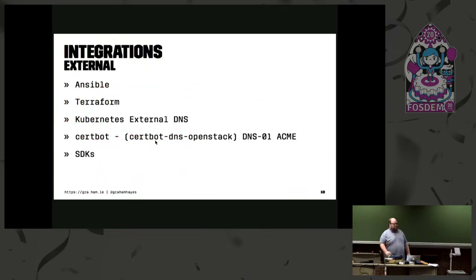Externally, we're pretty well integrated in Ansible. Again, it's the same as Heat. We have pretty good Terraform support. And within Kubernetes, the external DNS project supports Designate natively as well. There is a certbot implementation plugin. It works reasonably well. I wrote it and use it, so if there's any problems, shit. Again, I needed to use Let's Encrypt, so it was the easiest thing to do.